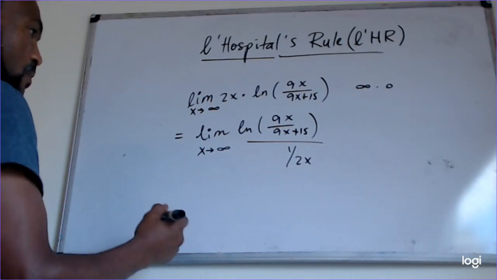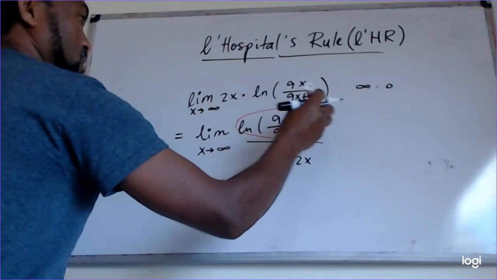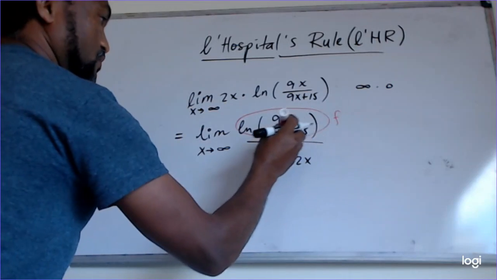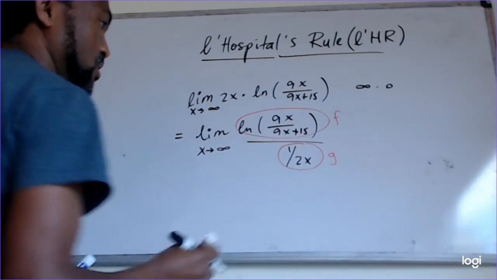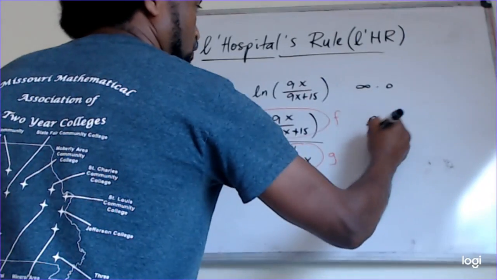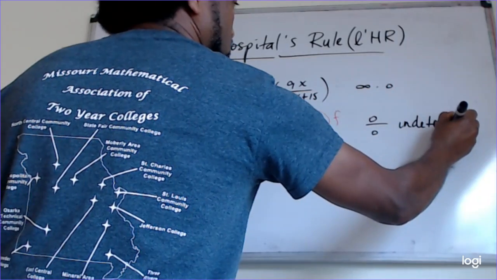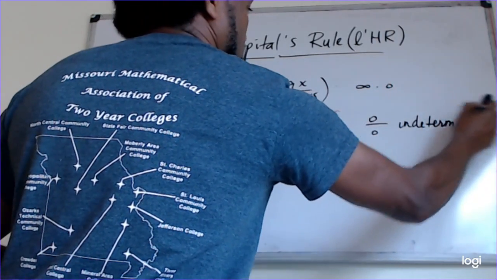Okay, so now I have a certain function f and another function g. So I'm going to apply L'Hopital's rule because this is a 0 over 0 indeterminate case.